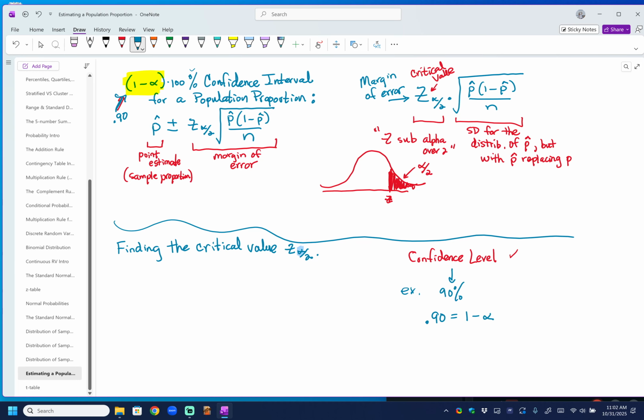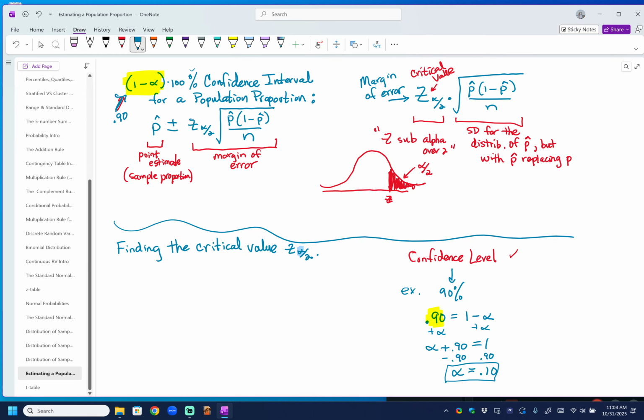What this does is this creates a direct relationship between the confidence level, which is here, the decimal equivalent of it, to be specific, and the value of alpha in basically a mini algebra problem. So what could we do? We could add alpha this way and get alpha plus 0.90 is equal to 1. And then that means we could subtract 0.90, and we're going to get alpha equals 0.10. So believe it or not, we can find alpha whenever we know what the confidence level is.